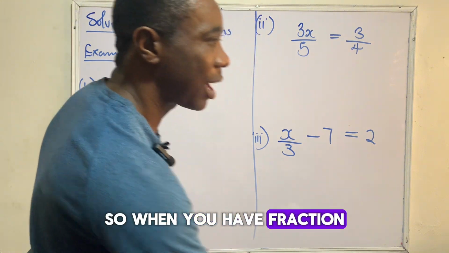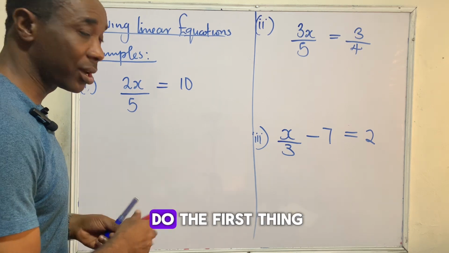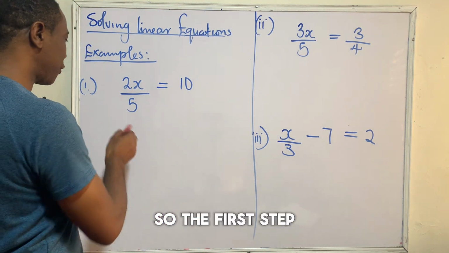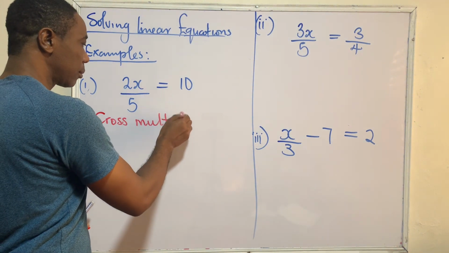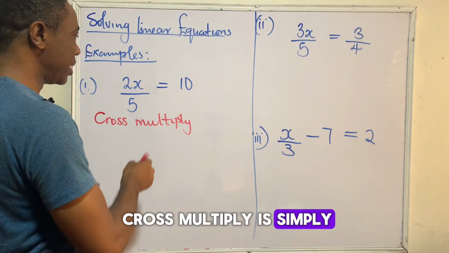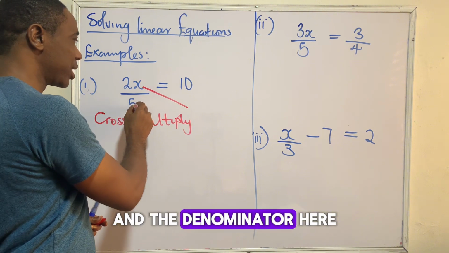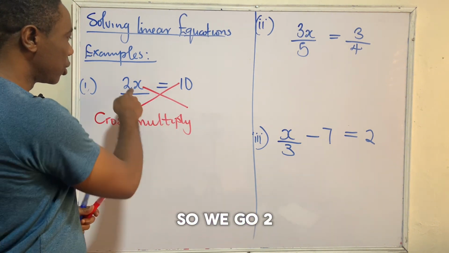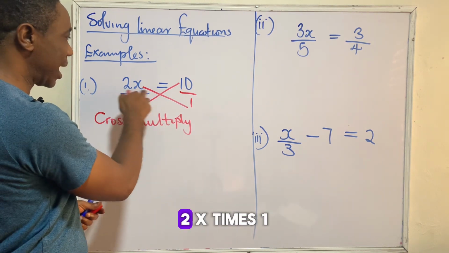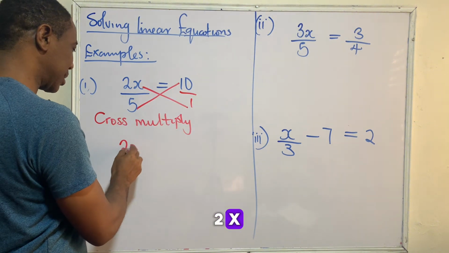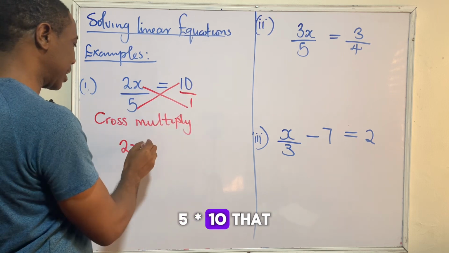So when you have a fraction on one side and a fraction on the other side of the equation, the first thing you do is to cross multiply. So the first step is cross multiply. When we say cross multiply, it simply means the numerator here we multiply by the denominator on the other side, and the denominator here we multiply by the numerator on the other side. So we go 2x times 1. This is over 1, right? 2x times 1 will give us 2x. And then 5 times 10, that will give us 50.